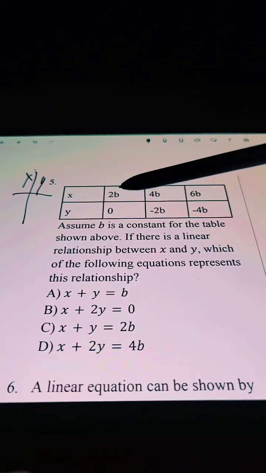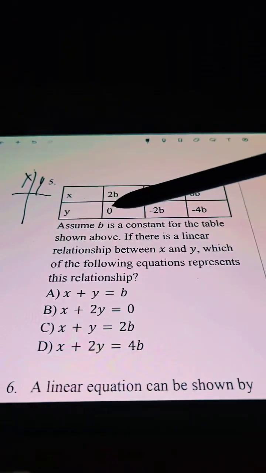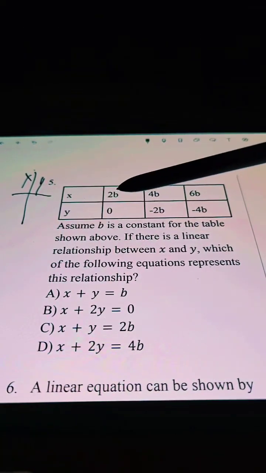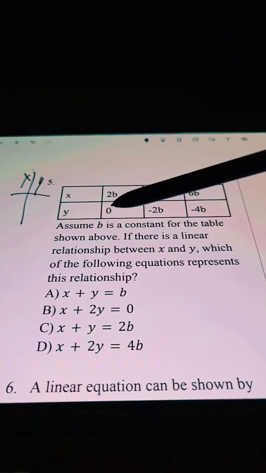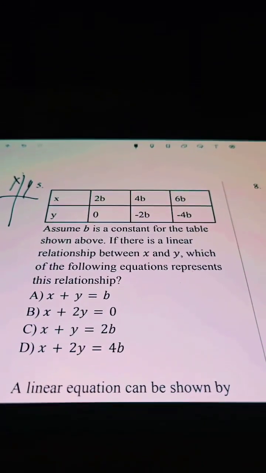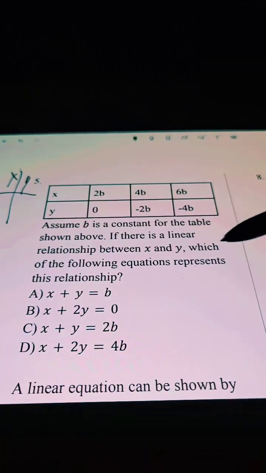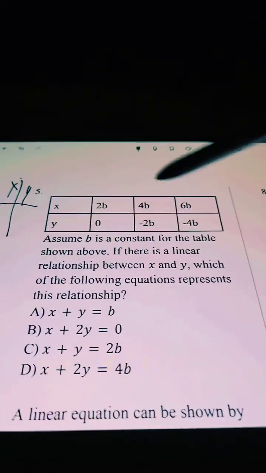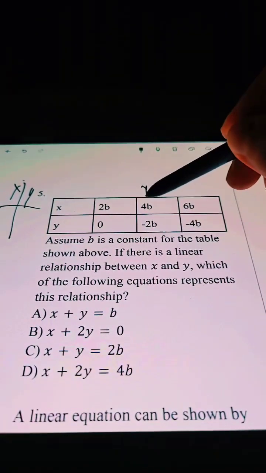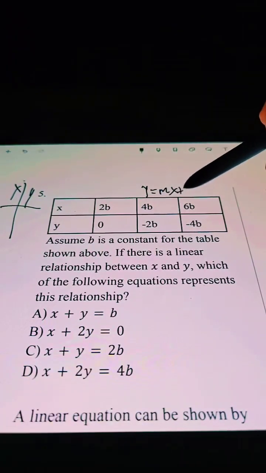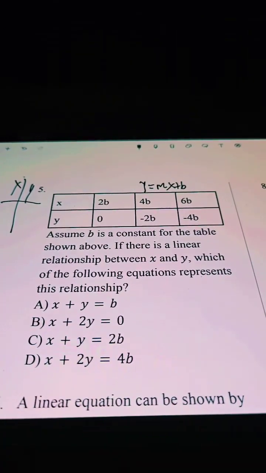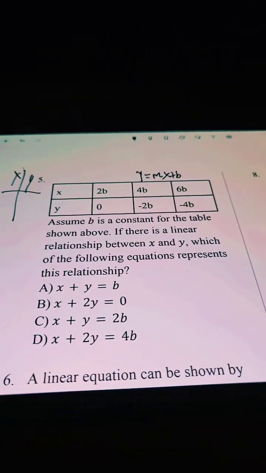It just happens to be sideways. Whatever x is right here matches whatever the y is on the bottom. So this would be 2b as your x corresponds to y being 0. So assume b is a constant for the table shown above. If there is a linear relationship between x and y, so linear relationship means we're working with y is equal to mx plus b. Which of the following equations represents the relationship?